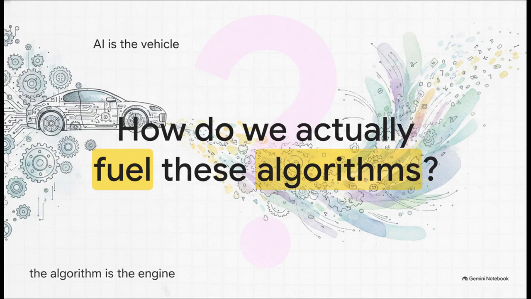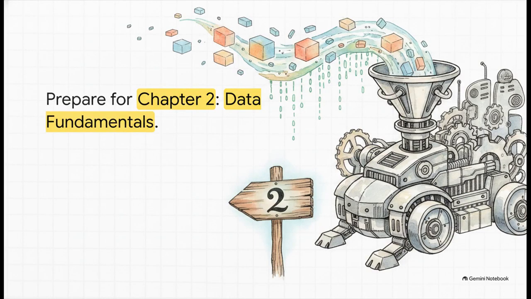Now that we've got this common frame of reference fully established, we can clearly see that AI is simply the vehicle and the algorithm is the engine that drives it. Which leaves us with one final, absolutely critical question as we gear up for Chapter 2. If the algorithm is the engine, what exactly is the fuel we have to feed these systems so they can actually learn? Think about that for a bit, and I will see you in Part 2, where we dive into data fundamentals.